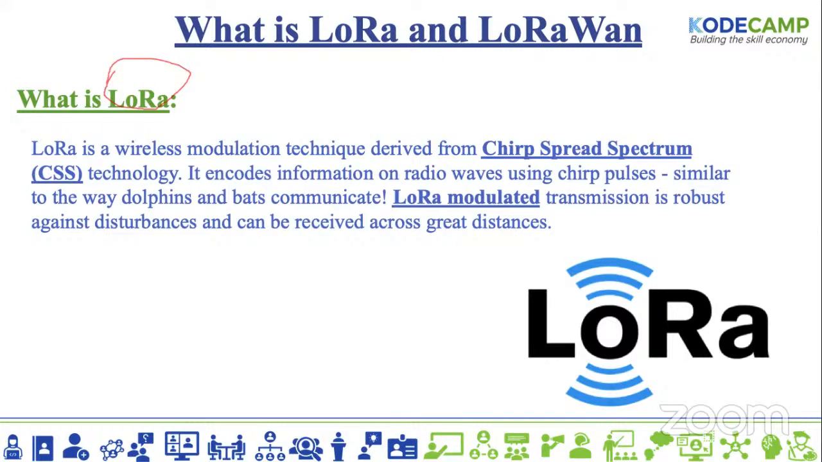So LoRa is a wireless modulation technique derived from chirp spread spectrum. Let's take this very word first: chirp spread spectrum technology. It encodes information on radio waves using chirp pulses, similar to the way dolphins and bats communicate. Bats use ultrasonic to navigate at night.